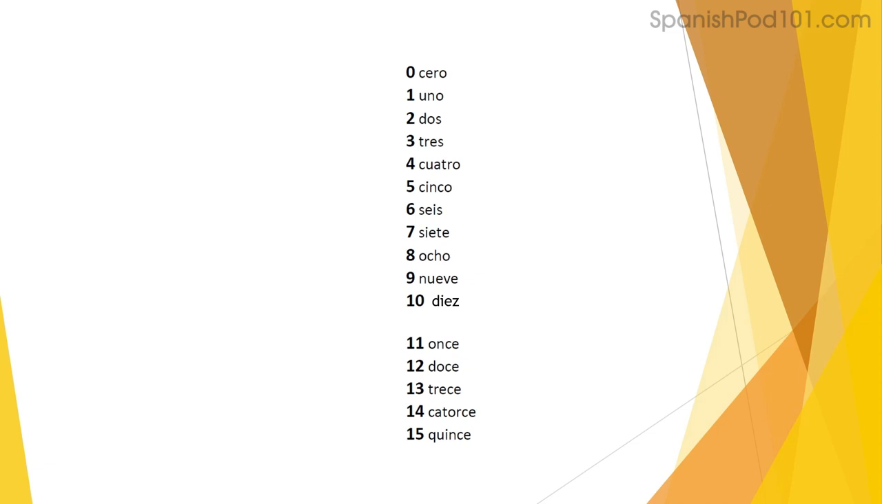The only memory tip, it's a small memory tip that I can give you, is the fact that the numbers from 11 to 15 end in the sound "se", so C-E: 11, 12, 13, 14, 15. Okay, continuamos, okay, let's move on.